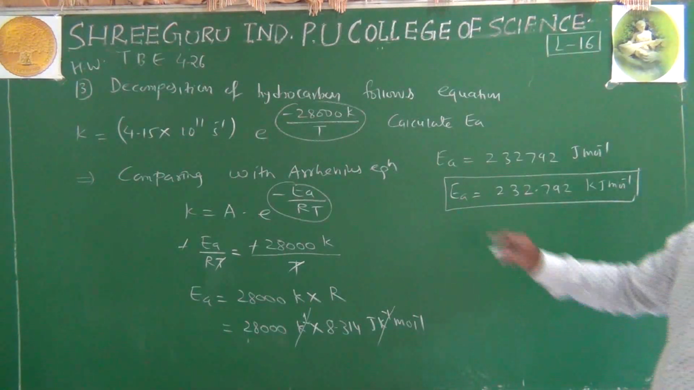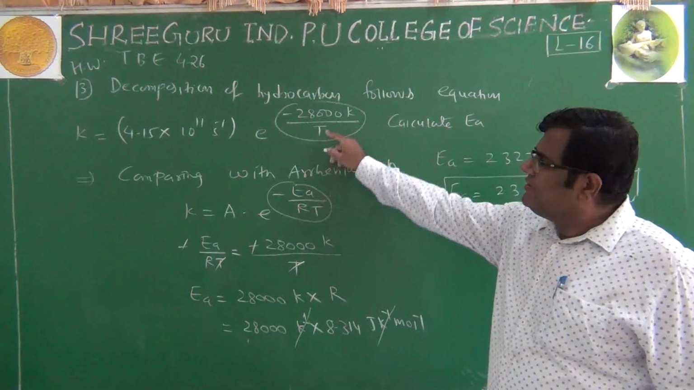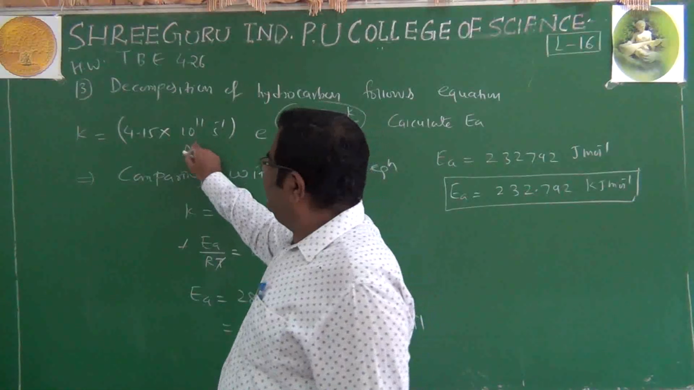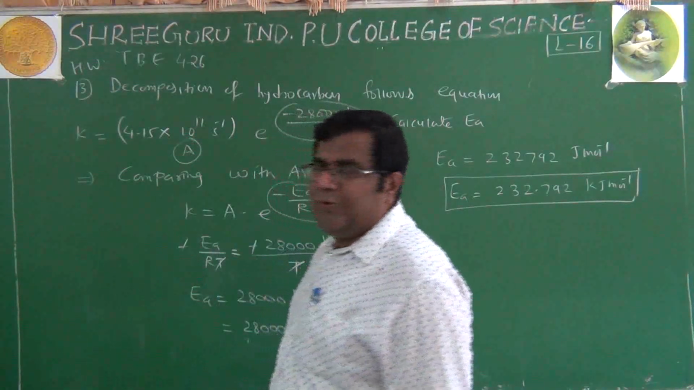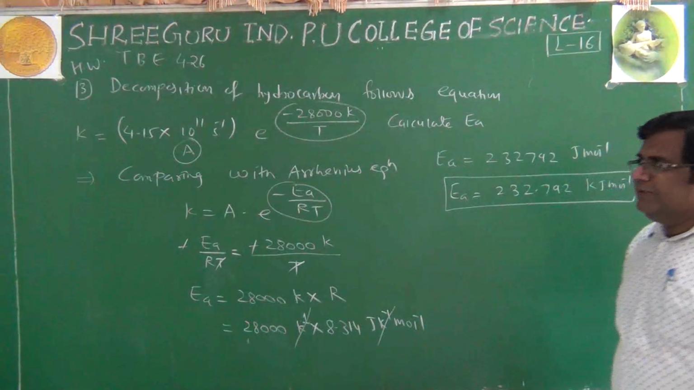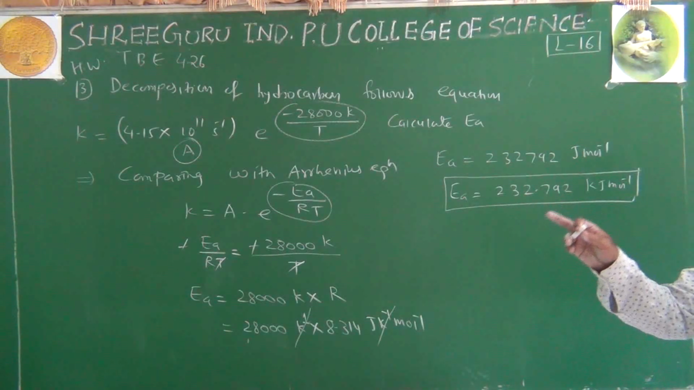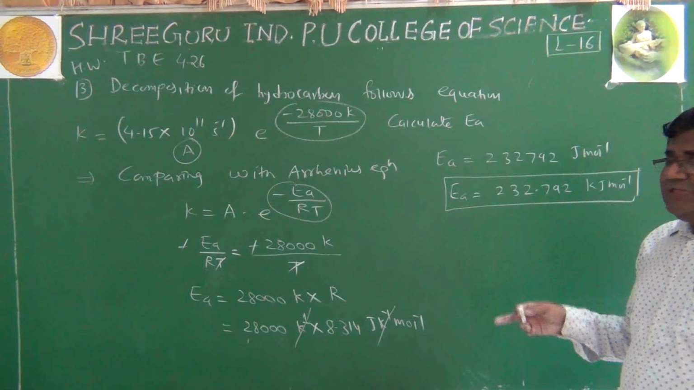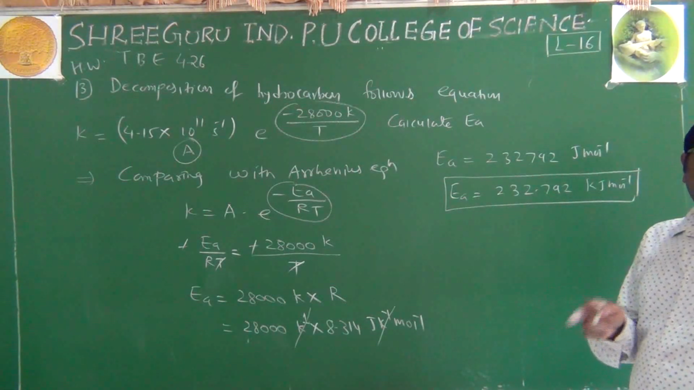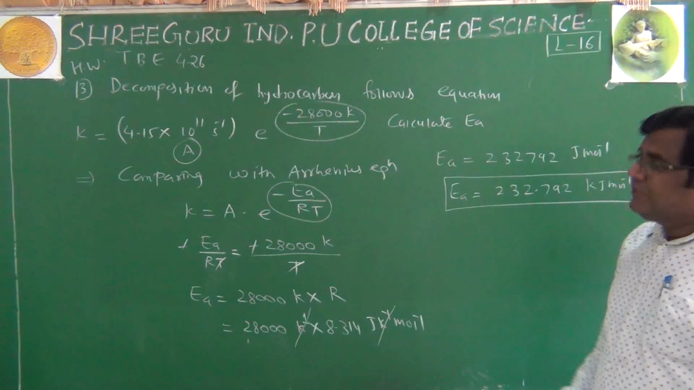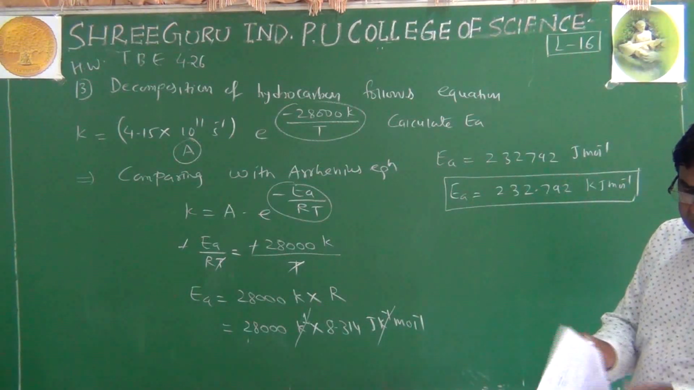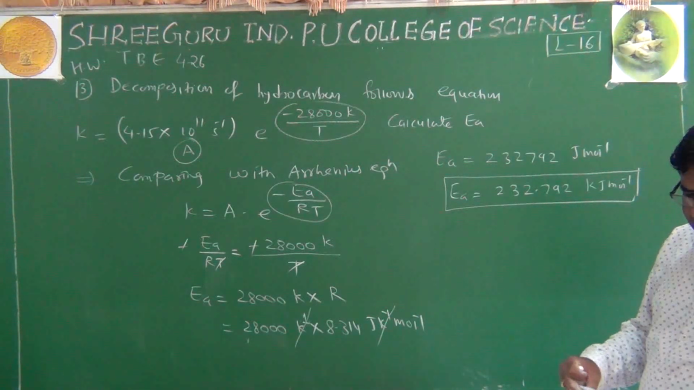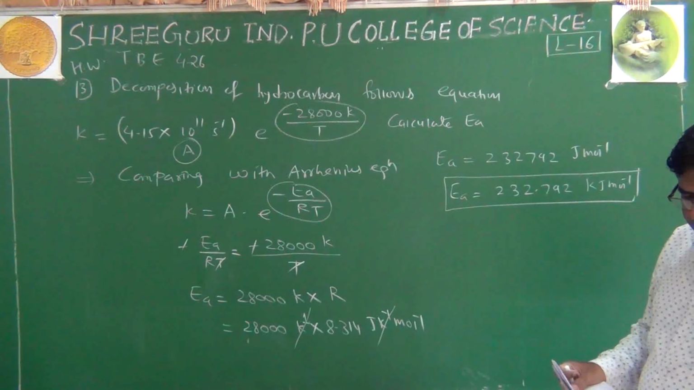So we are comparing this standard Arrhenius equation with the equation they gave. If they asked to calculate A, we would have said this is nothing but A. A value is 4.15 into 10 raised to 11. Remember, A has the same unit as K, because A is a kind of frequency factor, the number of collisions per second per unit volume of reaction mixture. So this is question number 3. Now we'll go ahead and see question number 4.